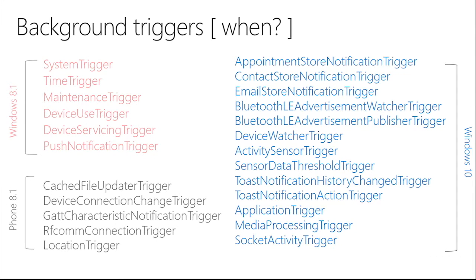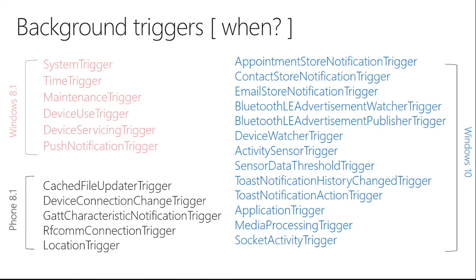Now, there are a whole bunch of triggers on 8.1. These red ones there were the Windows 8.1 ones. Not that many, 6 of them: system trigger, time trigger, maintenance trigger, device use, device servicing, push notification trigger. These are all different causes for system triggers, things like time zone change and network gone.